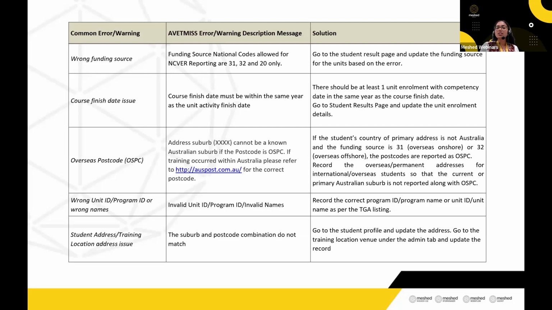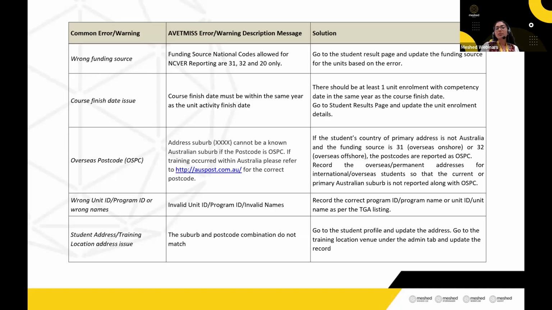Finally, we have the student address or training location address issue. You may further see some errors where the suburb and the postcode combinations are not matching, whether for the student address or for the RTO's address. The solution for this error is to check the Australia Post listing for suburb and postcode because that's the combination that NCVR follows. So you can simply go to the student profile and check what suburb and postcode combination is recorded under the student and verify it along with the Australia Post listing.